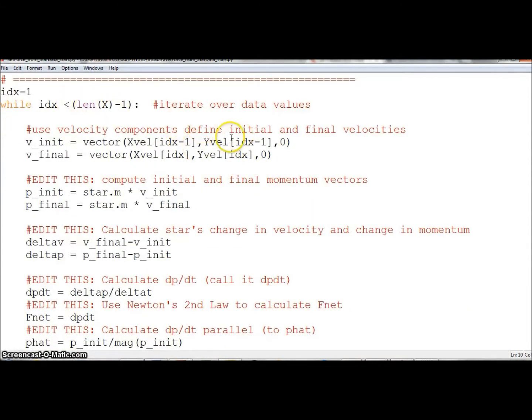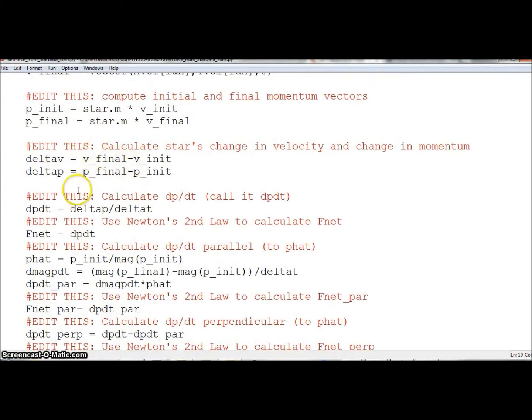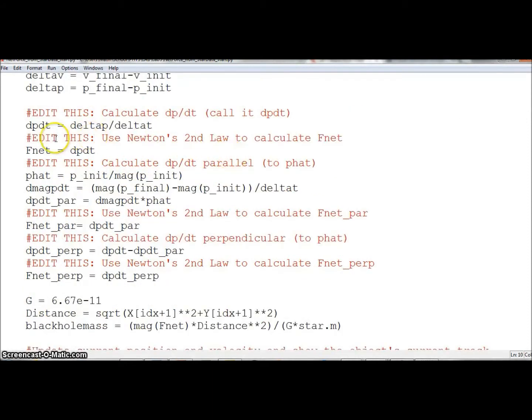And now here's our loop that calculates the momentum. The momentum is the mass times the velocity. I've got initial and final, and then you've got the change in momentum over the change in time gets you dp over dt. And over here I've got the net force equals dp over dt. And finally, I've got the parallel and perpendicular components of the net force calculated.